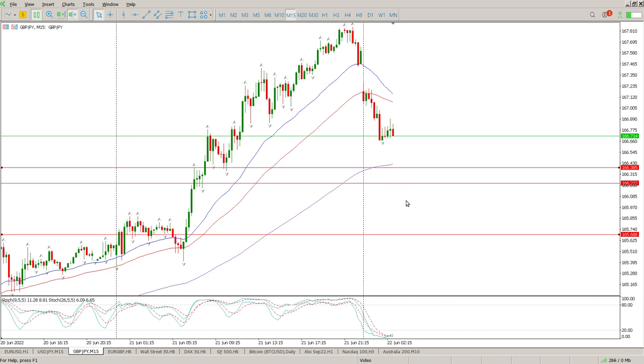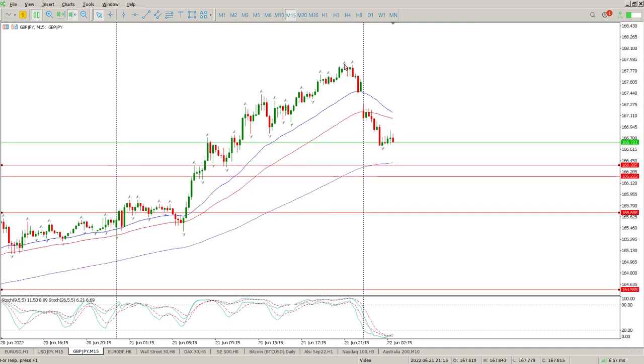Looking for an opportunity to buy back into this. A gap close would be the first target, and then your second target would be a look to break above the high of yesterday for a continuation higher.